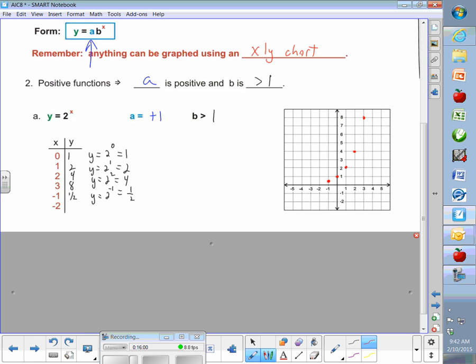And we'll do one more. Y equals 2 to the -2. So remember, 2 to the -2 is 1 over 2 squared. And what's that value? 1/4. So that one is going to be about there, right?